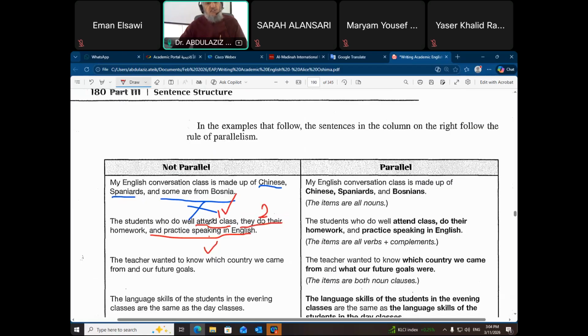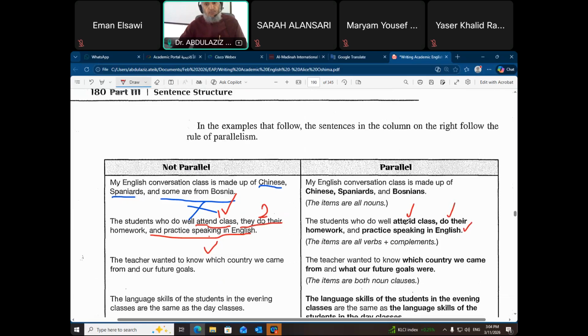Why? Because this is a verb phrase. Verb phrase means a verb plus the complement. Attend class. Practice speaking. The problem here is they should say do their homework, but they added they. So it becomes like a clause. And this is not acceptable. Look at the correction: attend class, do their homework, and practice English.